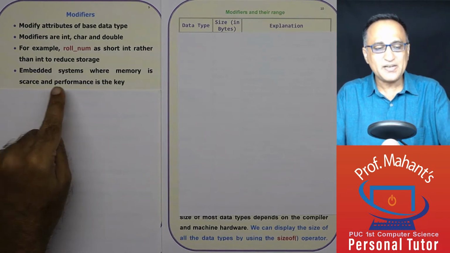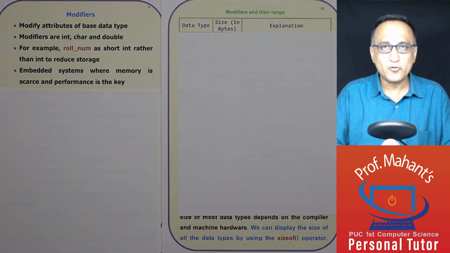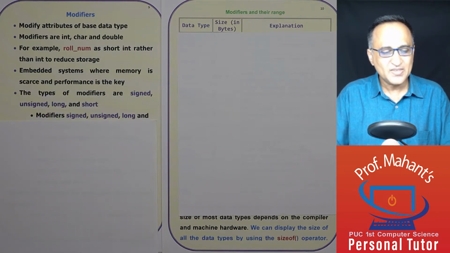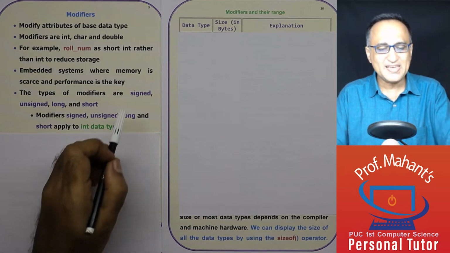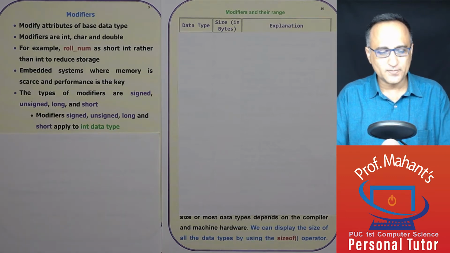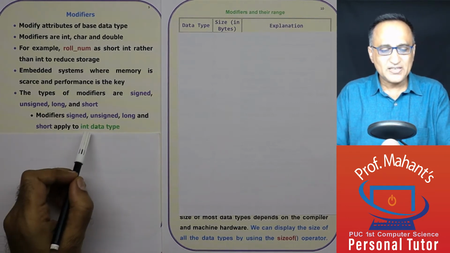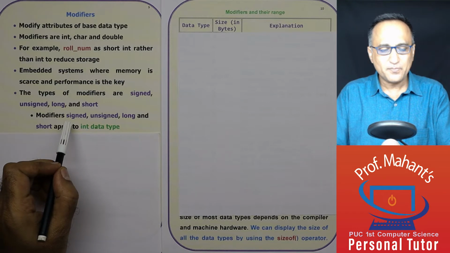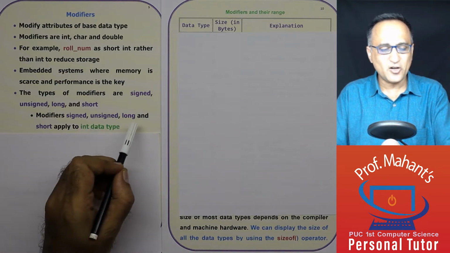So for example, in embedded systems like your mobile phones, car automation, washing machines, memory is very little and expensive. So by saving memory, you can improve the performance, reduce the cost, and so on. There are a number of different modifiers. The more common ones of them will be called signed, unsigned, long, and short.